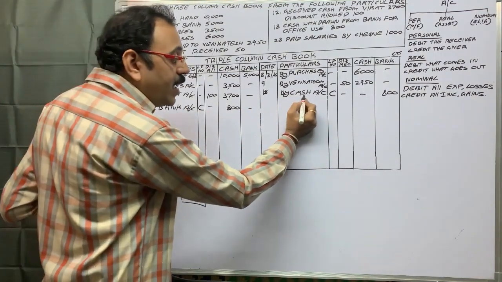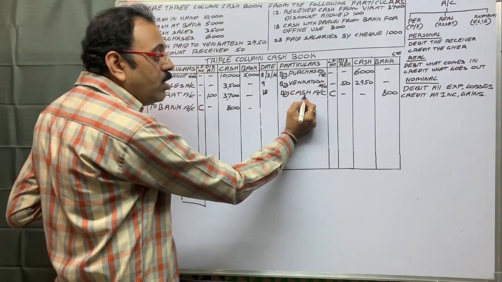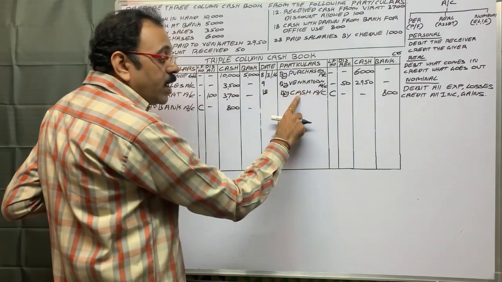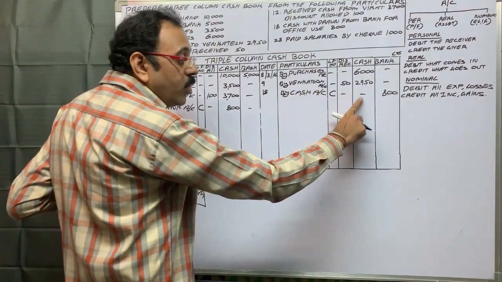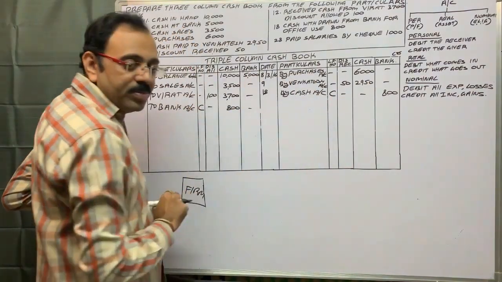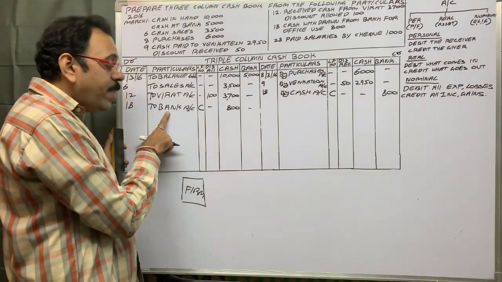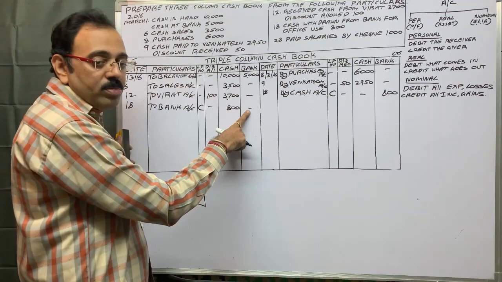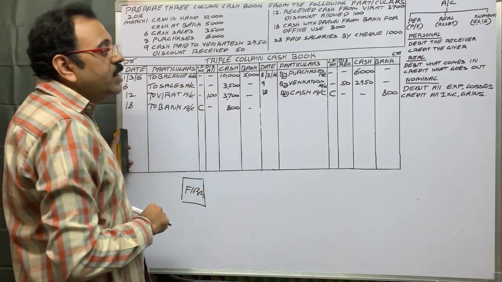Similarly, when we write cash account in particulars column, the amount comes in bank column. So, writing cash and showing the amount in cash column is wrong. Similarly, when you write bank word here, don't record the amount in bank column. You remember like this.